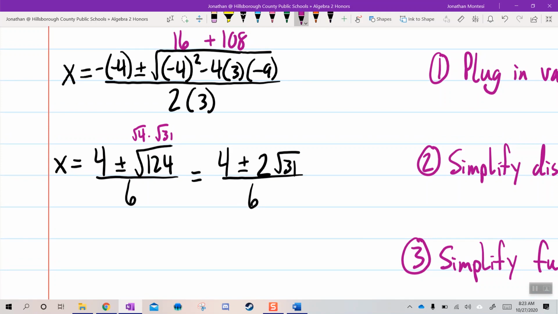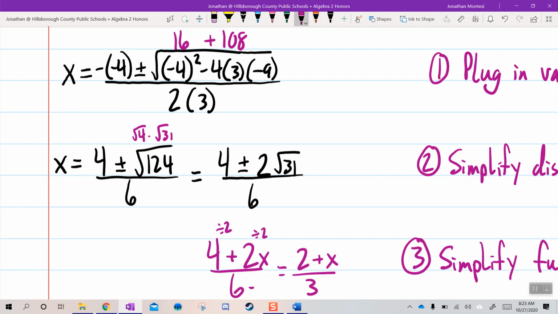Now, we are not done with this, because outside the radical, I have a 4, I have a 2, I have a 6. The way I would explain this is pretend I gave you 4 plus 2x over 6. Now, I'm going to erase this in a second, but the idea is that you would know that you'd have to reduce all these by 2, hopefully. Divide by 2, divide by 2, divide by 2. That's simplifying a complex fraction. This is the same thing.